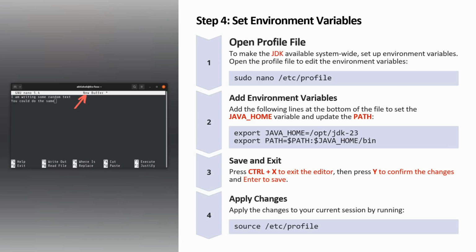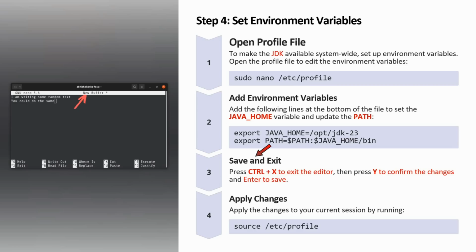Step 4 is set environment variables. To make the JDK available system-wide, set up environment variables. We can open the profile file using the sudo nano command. Then add environment variables. We have to add two environment variables. One is JAVA_HOME, another one is PATH. JAVA_HOME value should be till the JDK 23 folder, and PATH value should be till the bin folder.